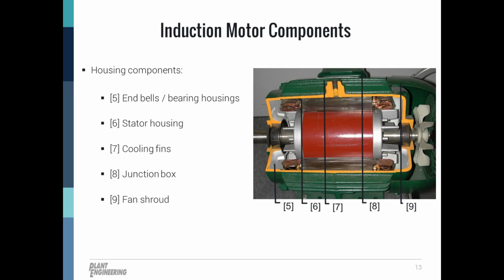So some housing components are shown here. End bells are on both sides of the motor. The bearing housings and the stator housing in the picture are painted the light orange color. The cooling fins are on the outside case of the motor. And it's hard to see, but there's a junction box where you will find the terminals. That's labeled number 8. And finally, number 9 would be the fan shroud, which is used to safely guard the fan during motor operation.